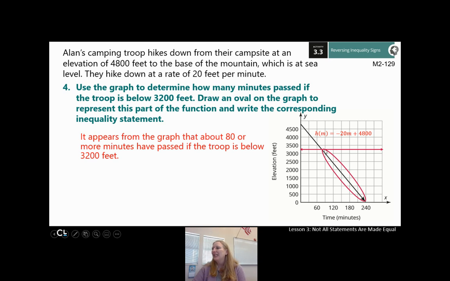And so it looks from the graph like, I mean, if that's 60 minutes, that's 120, that'd be 90. Again, I'm kind of estimating from the graph. This isn't perfect, but it looks like from the graph, if I were to drop a line straight down here, that about 80 or more minutes have passed if the troop is below 3,200 feet. So this point right here kind of corresponds. That looks like about 80. Again, we're kind of estimating here. So I would say that m is greater than 80 minutes. So we get to 80 minutes, and once we're past 80 minutes, we're below 3,200 feet.